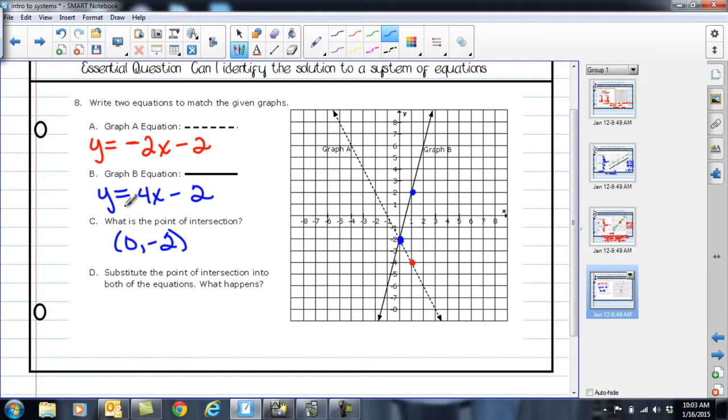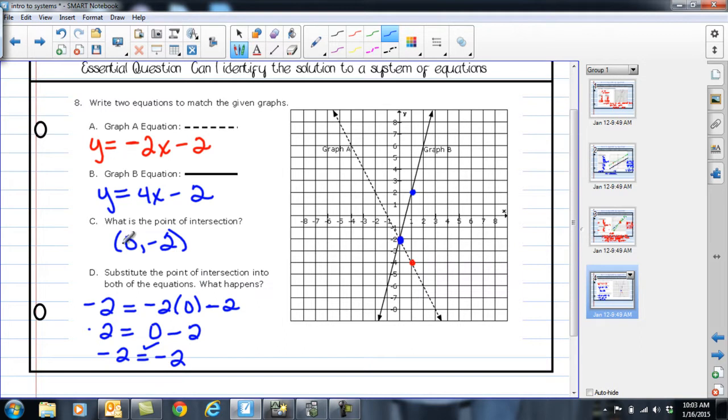So the top equation, y equals -2x minus 2, well, in my point, y is -2, and then x is 0. And I'm just going to do the calculations here. So I'm going to get -2 equals 0 minus 2. Well, 0 minus 2 is -2. And so what happens is this is a true statement. That means that this point is a solution to that equation.